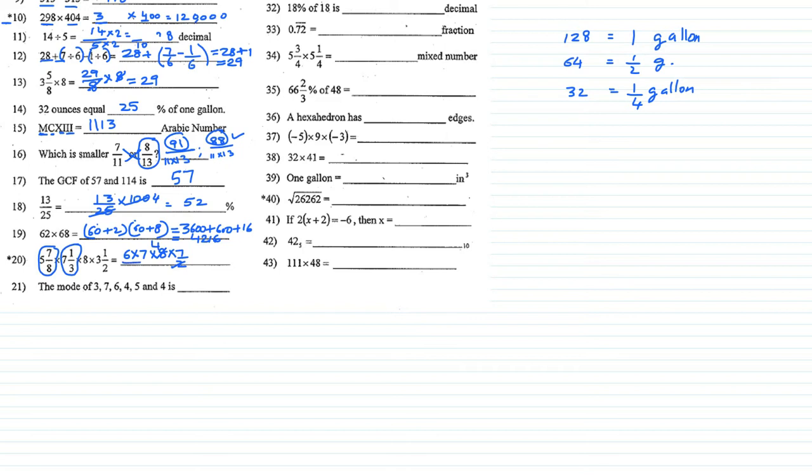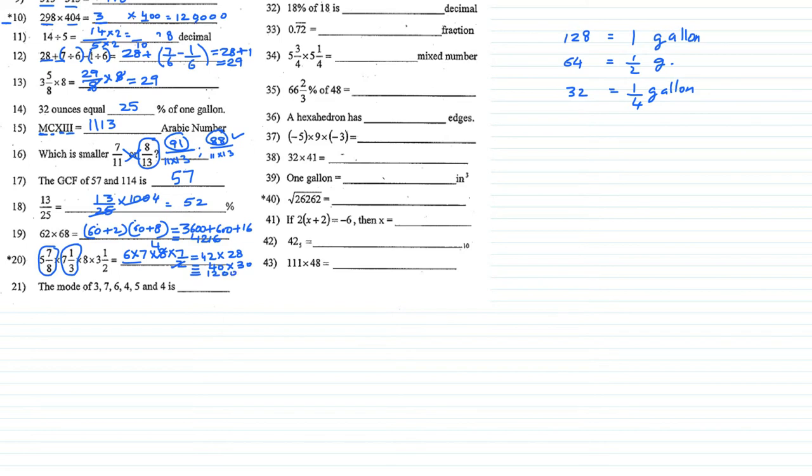So 6 times 7 is 42. So 42 times 4 times 7 is 28. So you can approximate this as 40 times 30. And then the answer to this is 1200. So that should be close enough.